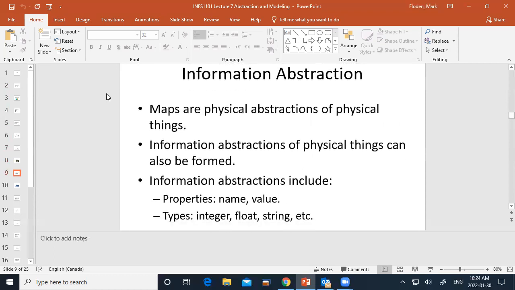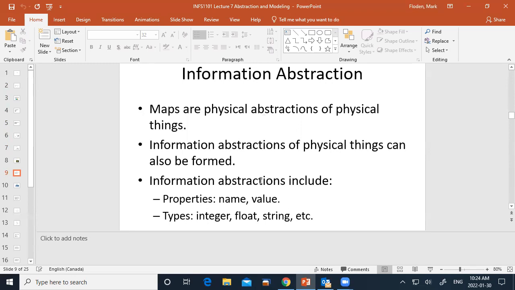All right, so what is abstraction? I hope we got that point. Maps are physical abstractions of physical things. So a physical thing is like the land, the city, the state, and where all the things are. Information abstraction comes from a physical abstraction. You do need to be careful with these words, because the way that we write the quiz questions and the test questions, they're going to be picky about that. They might have a question which says something like: a map is A, physical abstraction of a physical thing. B, information abstraction. You get the idea?